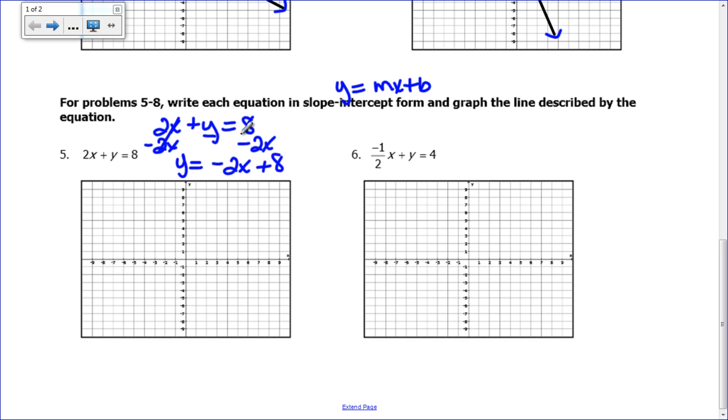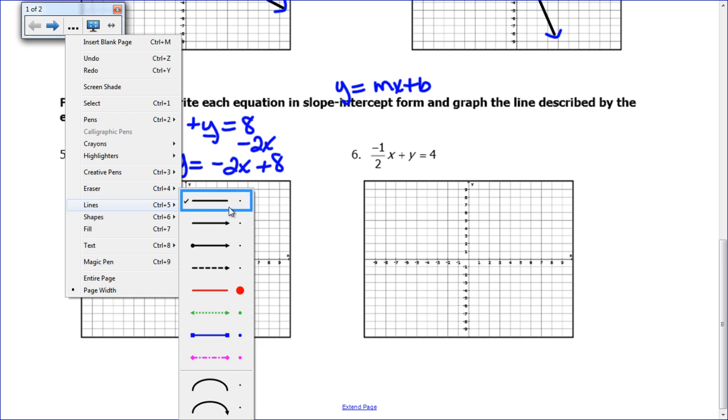Well, here is my equation in slope-intercept form. My b is 8, so my y-intercept is up here at 8. And then my slope is -2, which is the same as -2 over 1. So I'm going to go down 2 and over 1 to plot a point, or backwards, up 2 and left 1. So that now I have my points and I can draw my line.